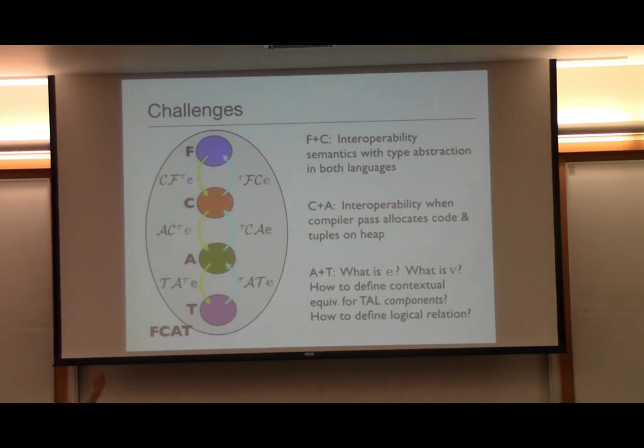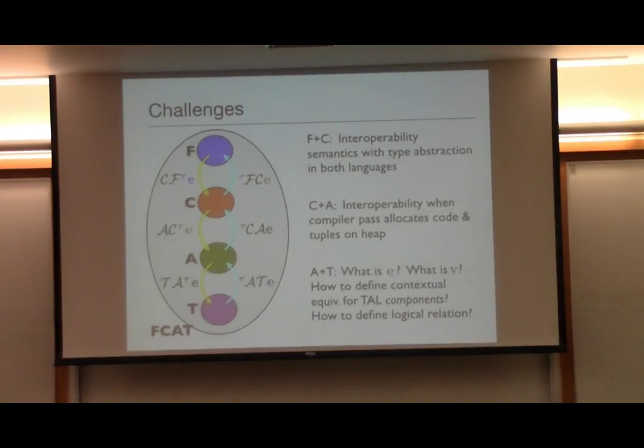Okay, so we already looked at what happens when you go from an F-like language, which was simply typed lambda calculus yesterday, to C, where we did closure conversion. The interesting question comes up when you do the next pass, which is heap allocation. You take all of your functions, your code, and things like your tuples, and you have to lay them out in the heap, because you're getting ready for a later stage in the compiler where things won't fit in registers anymore.